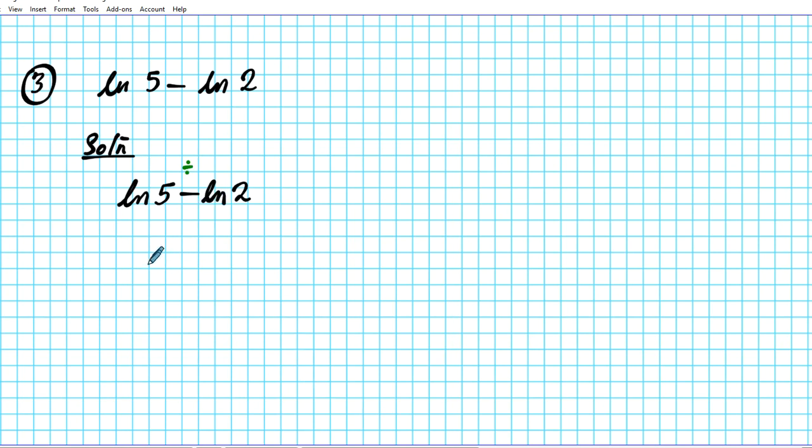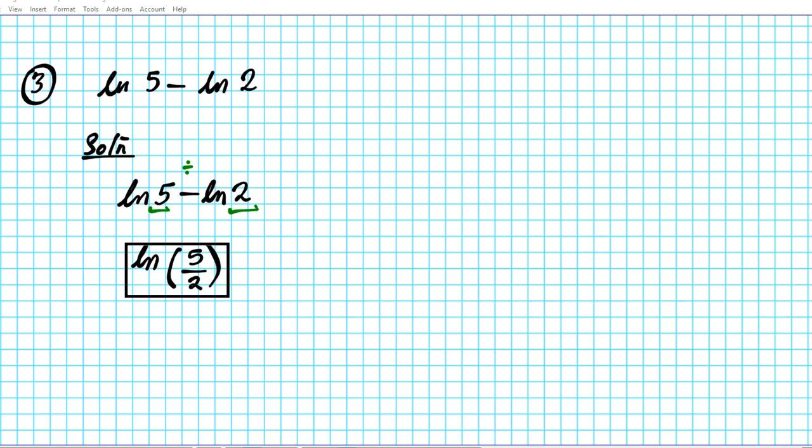So in this particular case, we're going to have the natural logarithm of the first one, before the minus, goes in the numerator, 5 divided by the second, which is 2. So we're just basically dividing the logarithmic arguments. And this is the answer to question number 3.